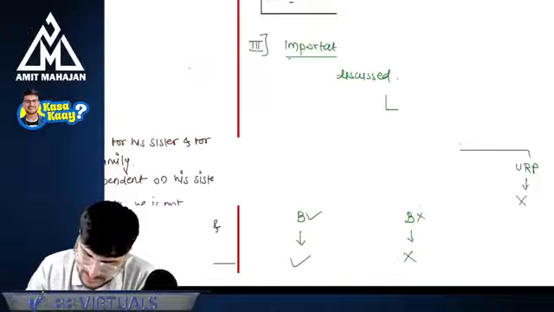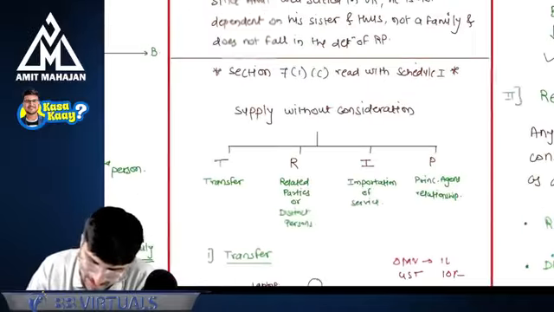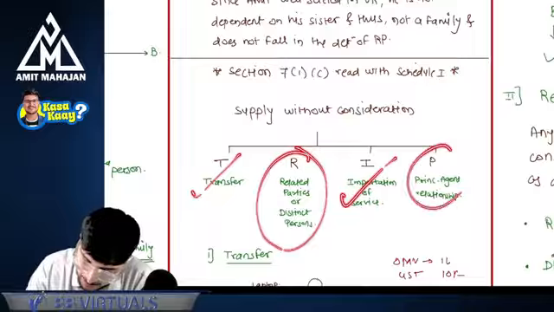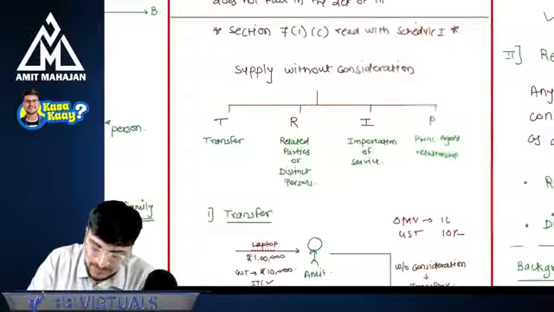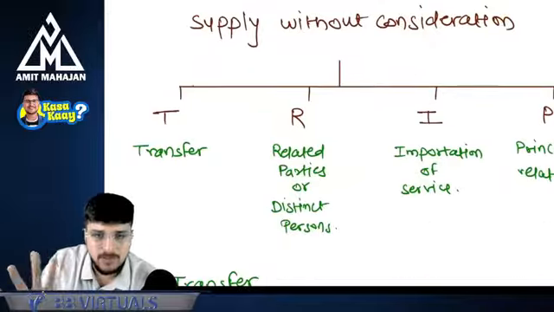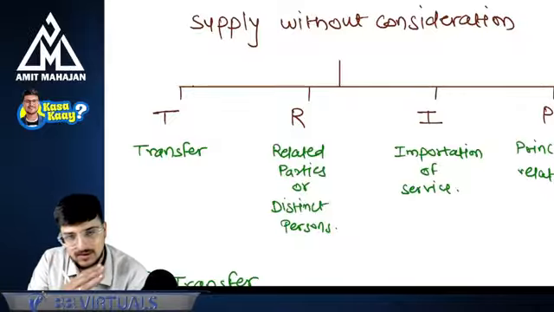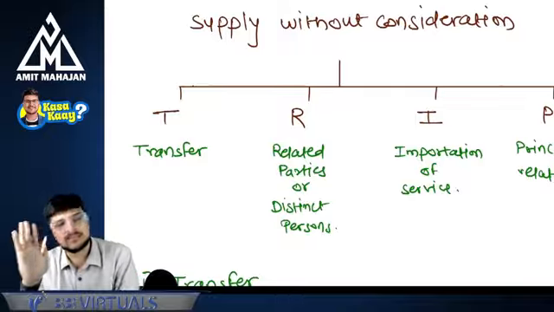Understanding? So this is done. So T is done and I is done. Now we need to do R and P. What is the meaning of R? Any transaction between two related parties will be considered as deemed supply.